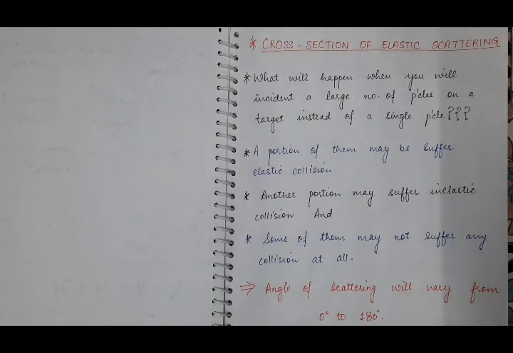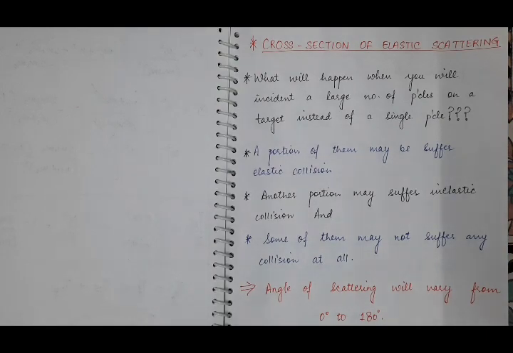Good morning students. In this lecture of mechanics, we will discuss the cross-section of elastic scattering. So far we have discussed that a single incident particle is incident on a single target particle. But now we will discuss what will happen when you incident a large number of particles on a target, and the target also consists of a large number of particles instead of a single particle.